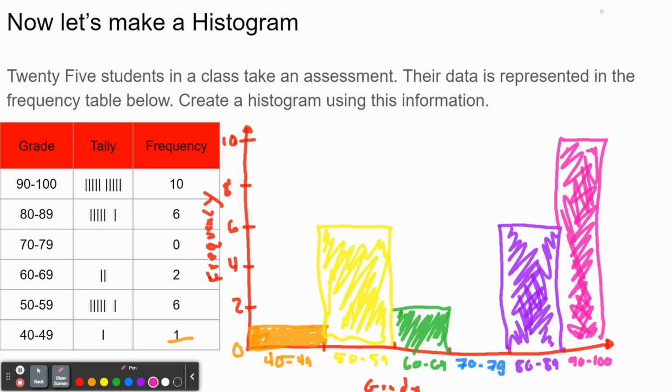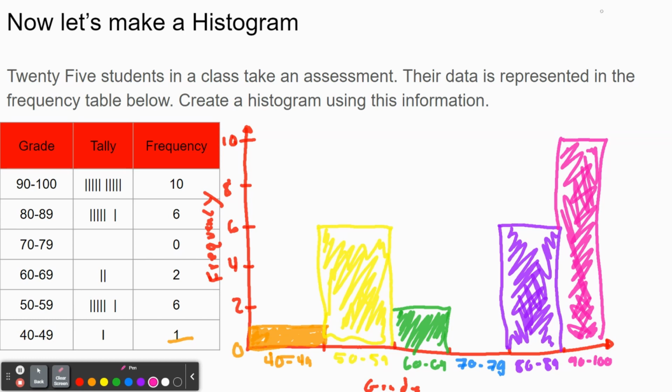In an ideal world, you'd want the widths of all these columns to be the same. If you've got graph paper, this is a great place to use it. But given the fact that I'm doing this on Screencastify, it's a little bit harder. But there you go. So we have our histogram.